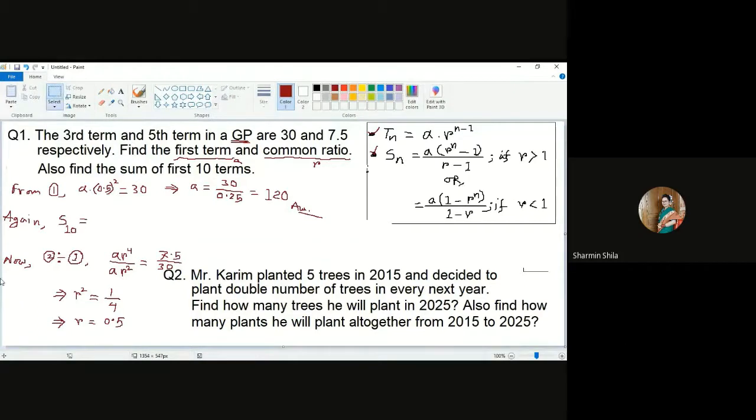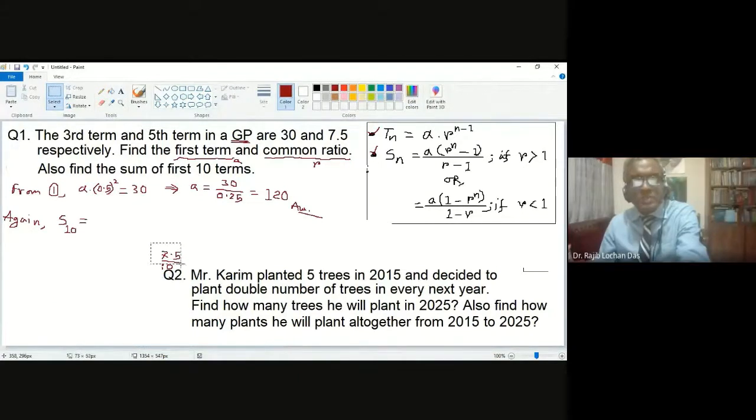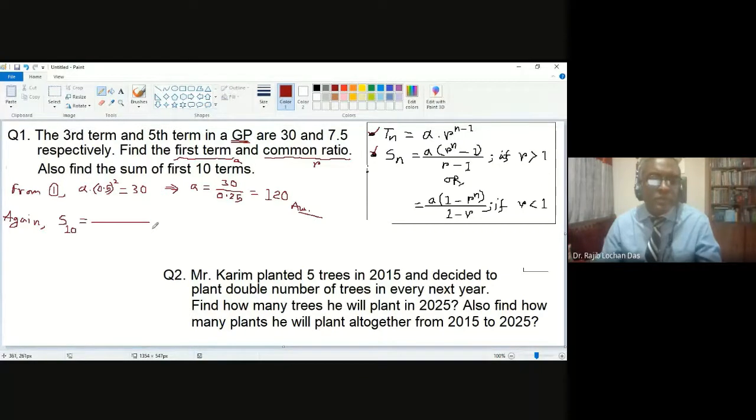So here the ratio is less than 1. That is the reason. I can ask this type of question in the Viva also: why are you choosing the second formula? Because in this case, r is less than 1. So when you have decided, then you apply the formula here.